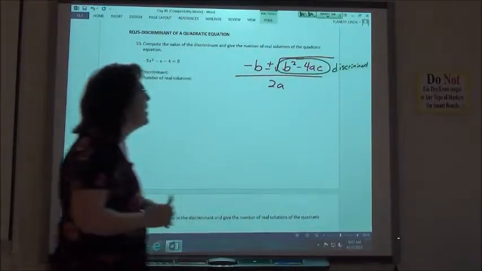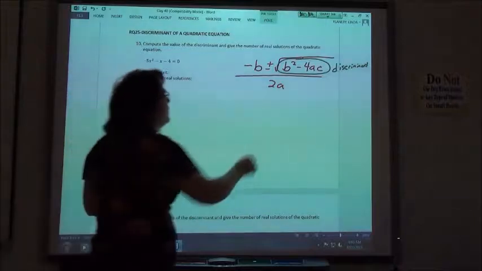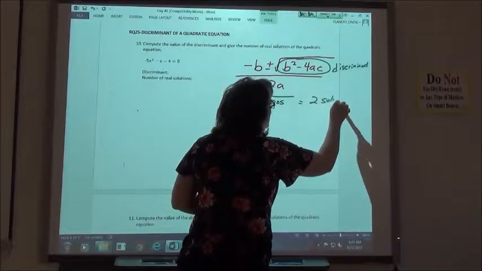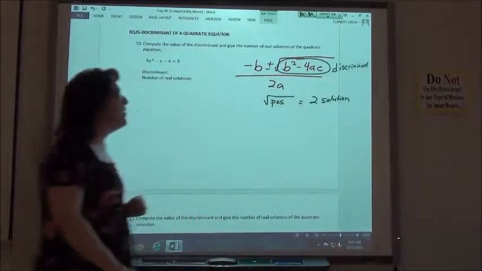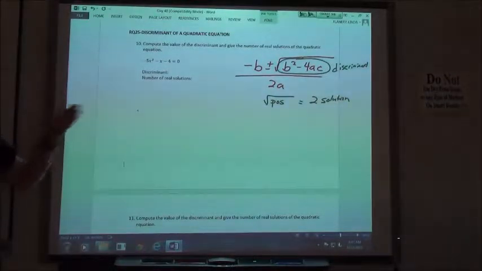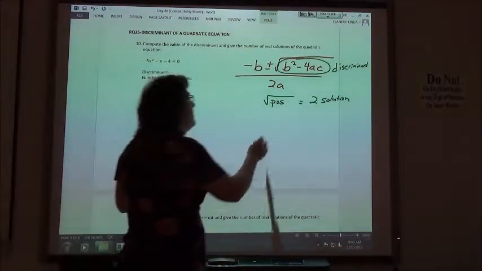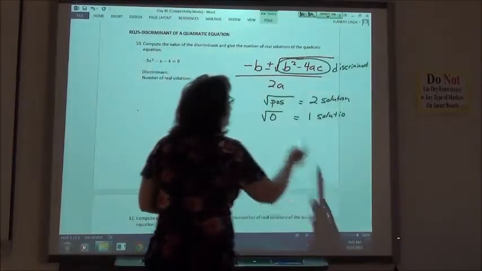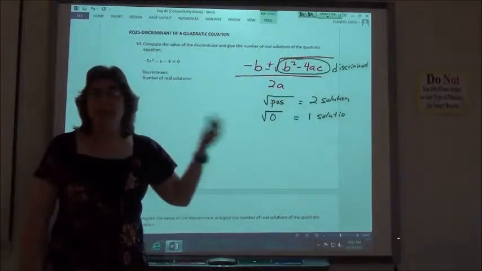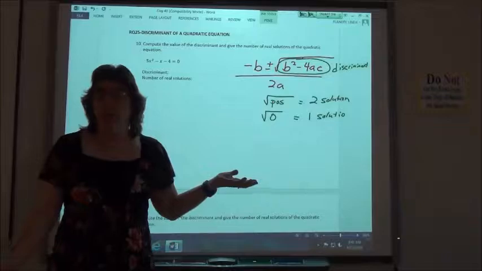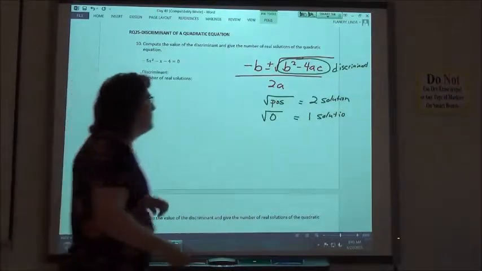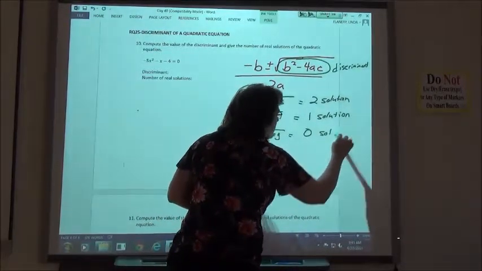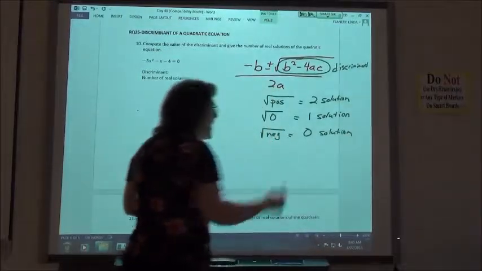The reason they call that the discriminant is because if you have the square root of a positive number, you're going to get two solutions. If that's the square root of 10, I'm going to have plus the square root of 10 and minus the square root of 10. If you have the square root of 0, you're only going to get one solution, because something plus 0 and something minus 0 give you the exact same number twice. So it's really only one solution. And if you have the square root of a negative number, you get no solutions because we can't take the square root of a negative.